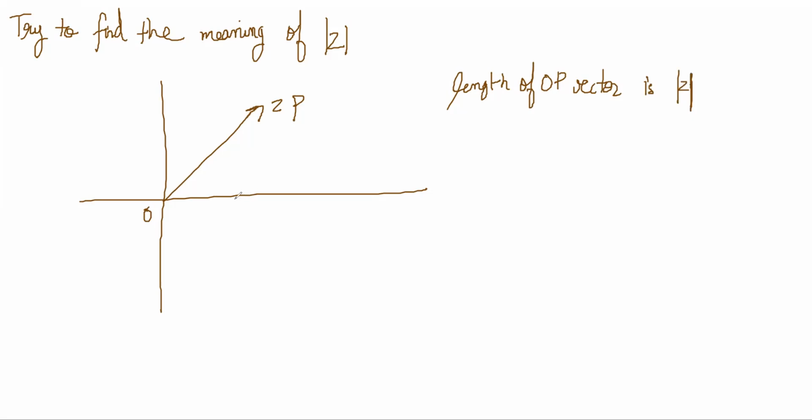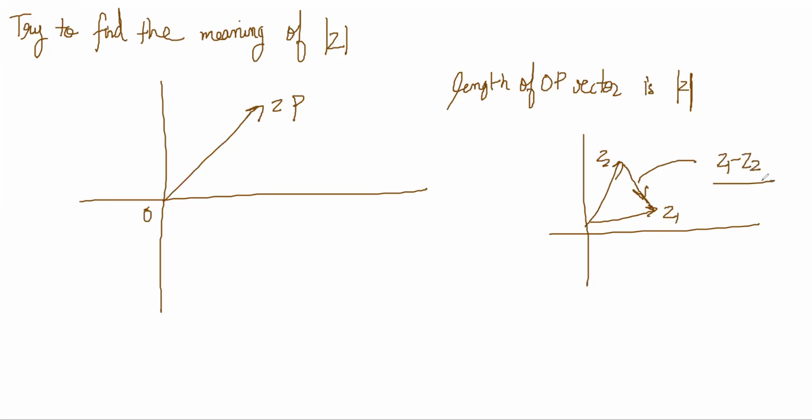But now remember, in a triangle we had done something like this: z1, z2, and this vector. The line segment joining z2 to z1 was known as z1 minus z2, no? Just now we had done that. We had said that z2 plus an unknown vector is equal to z1, so the unknown vector must be equal to z1 minus z2, right?